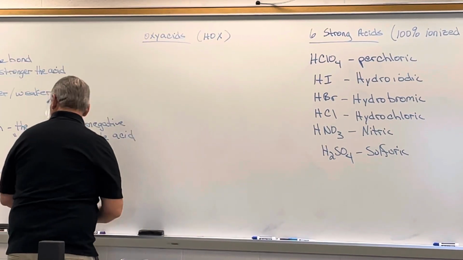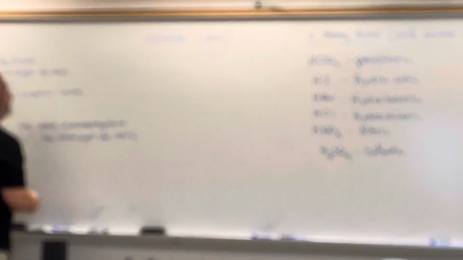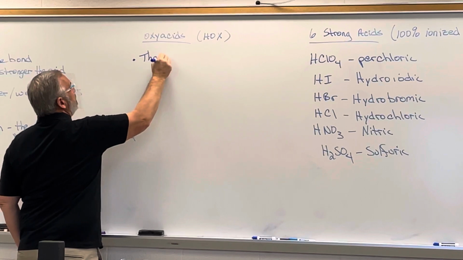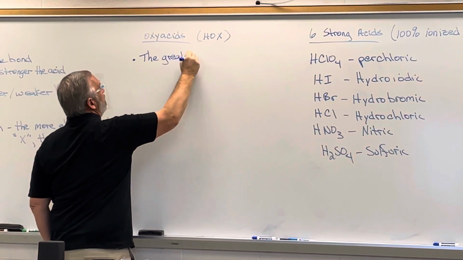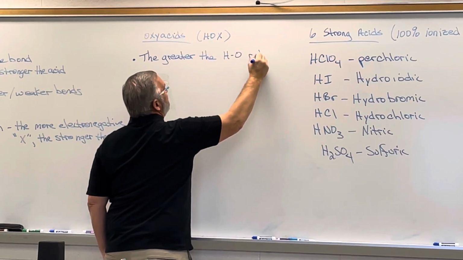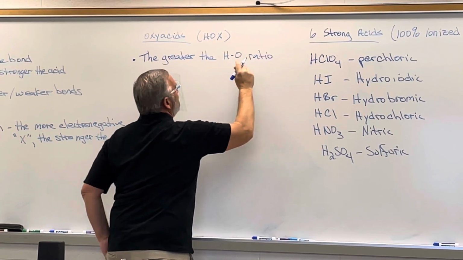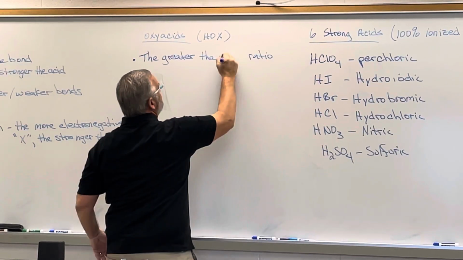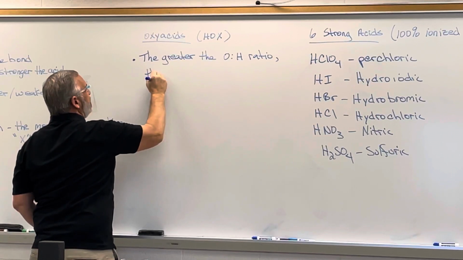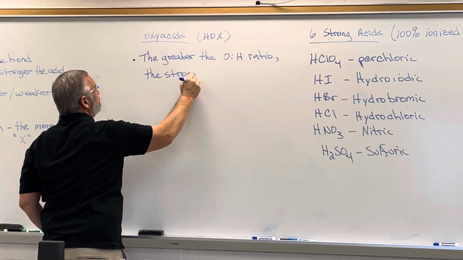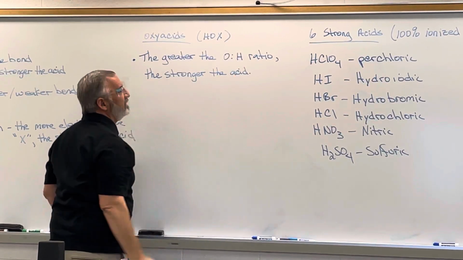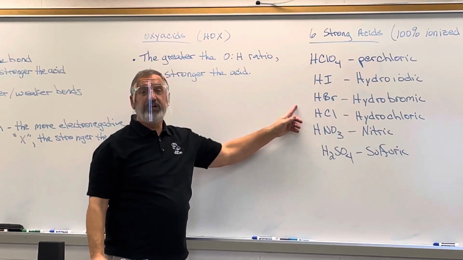Now, in this case, the greater the hydrogen to oxygen ratio, let's change it the other way: the greater the oxygen to hydrogen ratio, the stronger the acid. Now let's just compare on this chart right here.